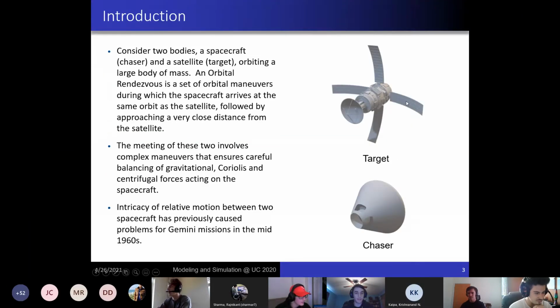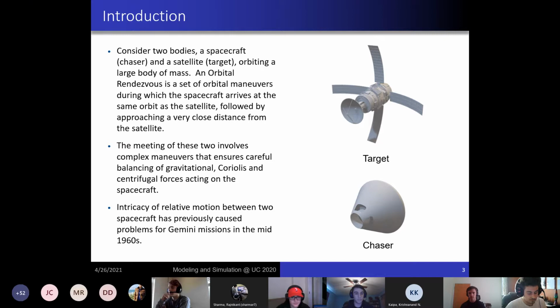So just to give a brief introduction, we're considering two bodies, one being a spacecraft, which is the chaser, and one being the satellite, which is the target, and they're orbiting a large body of mass, which is, in this case, the Earth. And the orbital rendezvous is just a set of maneuvers during which the spacecraft arrives at the same orbit as the satellite, which is followed by approaching a very close distance from the satellite.